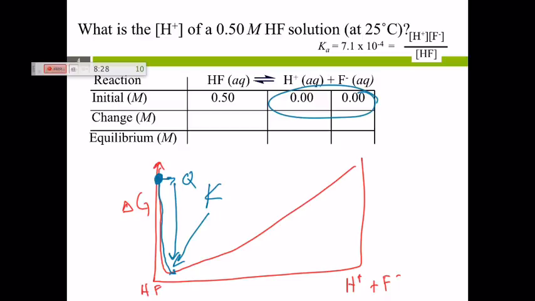So then what is our sign? What are we going to put under HF? What are we going to put as a change of HF? McKenna? You guys all agree, plus X.